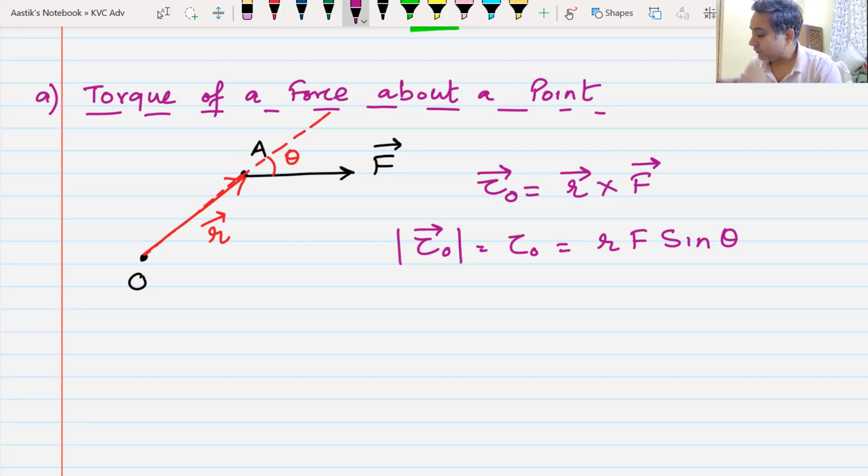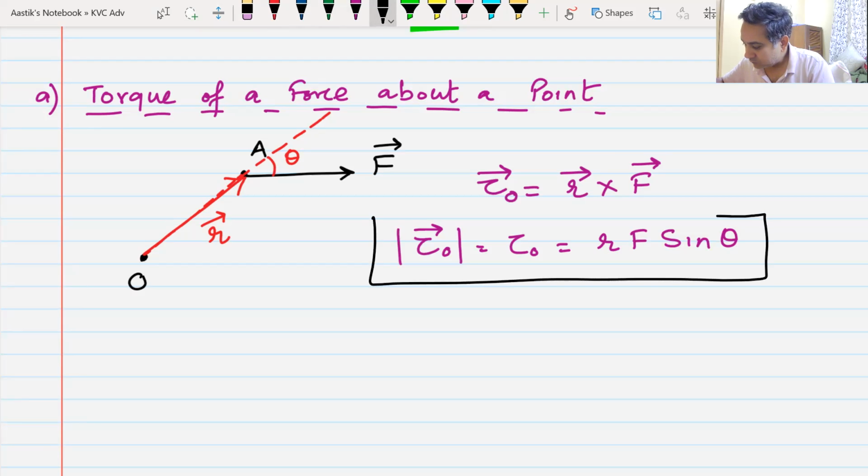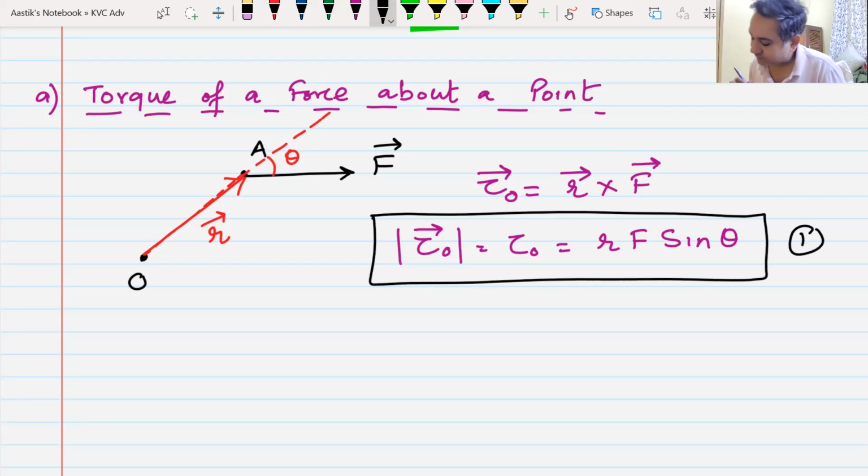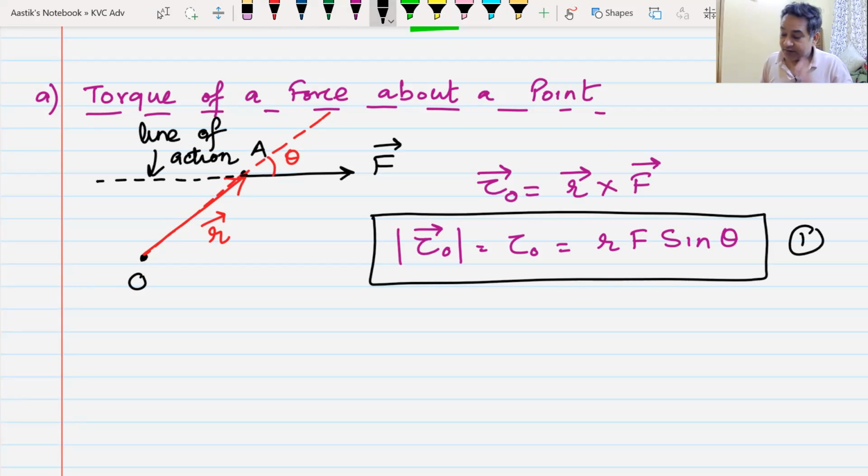Now, I can write this formula. If I call this formula number 1, I can write this formula number 1 in some variety of ways. Now, if I just extend this line backwards, this is known as the line of action of force. It is along this line that the force is being applied.